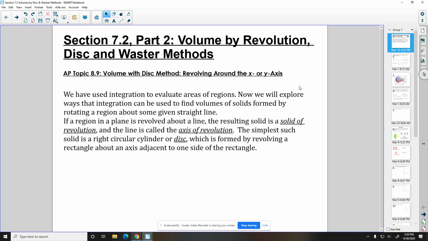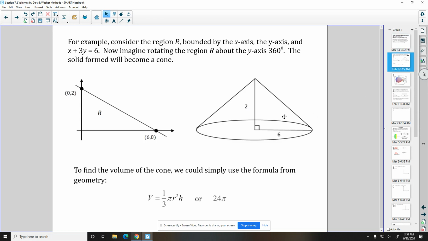Okay, we're going to talk about volume by revolution and two different methods for finding volume of three-dimensional figures. So I'm going to show you some pictures first to kind of help you understand what's going on here.